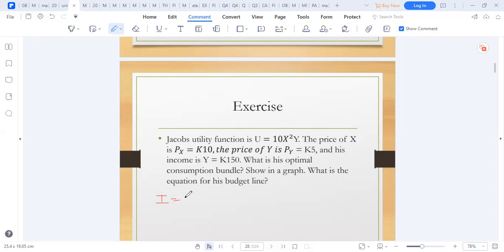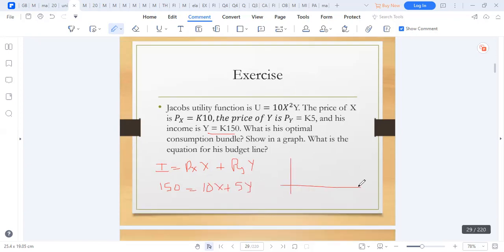M is equal to Px plus Py. So what is the function now? So 150 is equal to 10x plus 5y. Then you can sketch this. On the y, it will cut 5 into 150, 30 on the y.